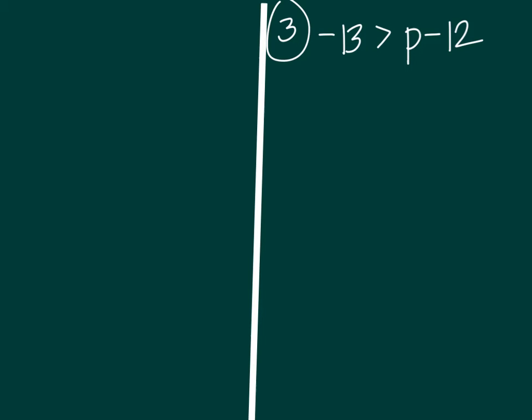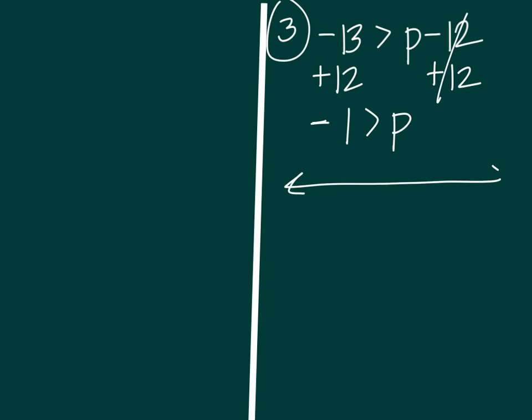Okay, so we have -13 is greater than p minus 12. Cancel out subtraction with addition. That's gone. -13 plus 12. 13 is bigger than 12. They're different signs, so the answer will be negative. The difference between 13 and 12 is 1. So we get p is less than -1. And it will be an open circle. To show numbers less than -1, my line needs to go left.